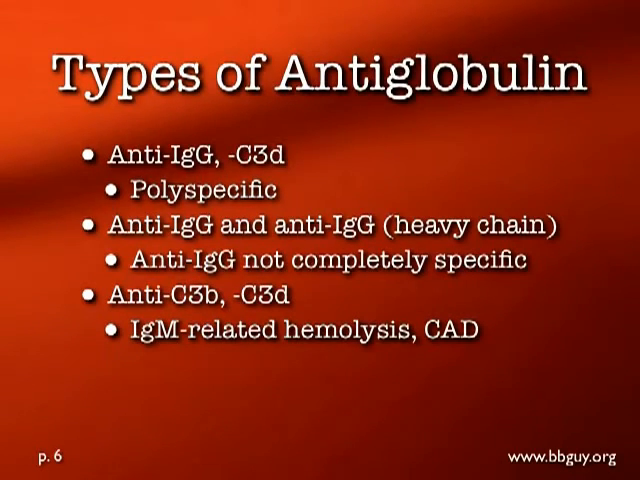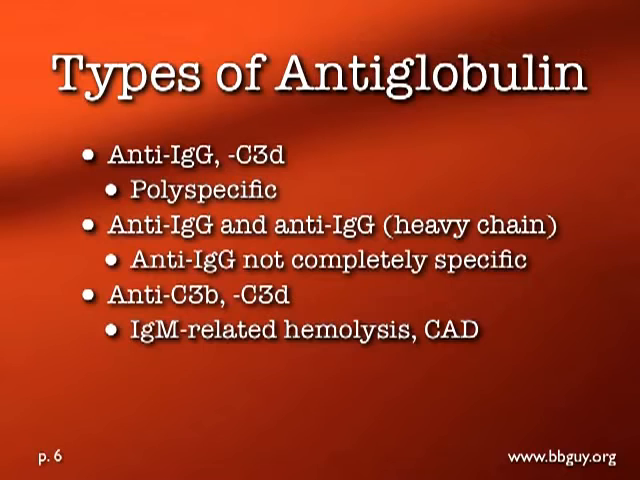There's lots of different kinds of anti-human globulin you can use, including anti-IgG. Anti-IgG and C3d is called polyspecific AHG, and a lot of labs will start with polyspecific, and then if that's positive, then they'll do one of the next two, which is specific anti-IgG and anti-C3b or C3d.